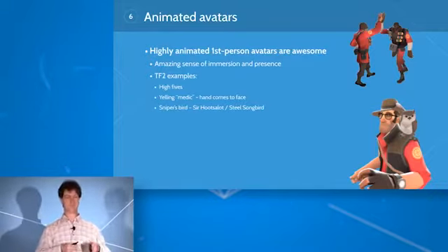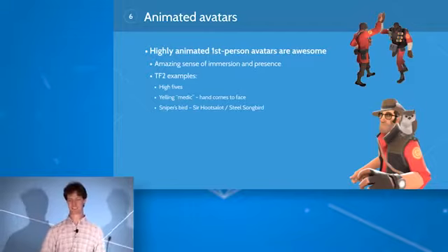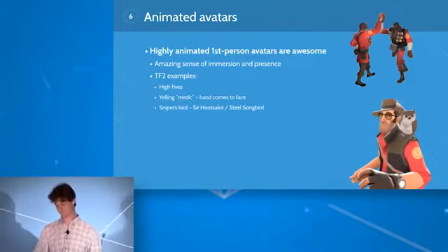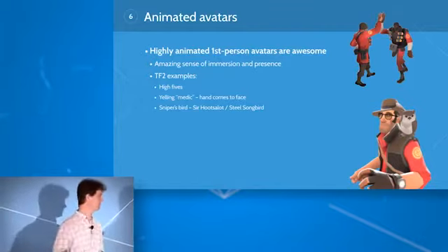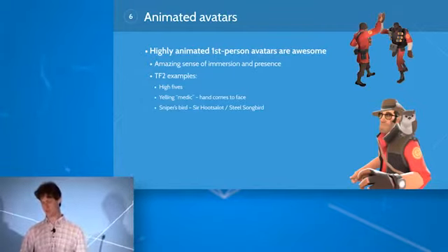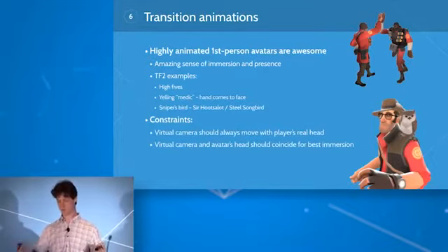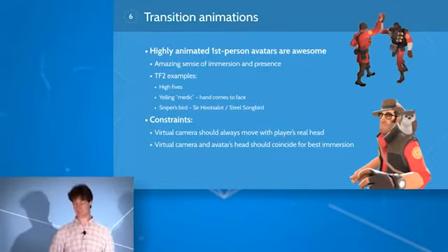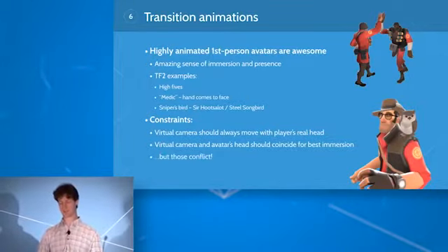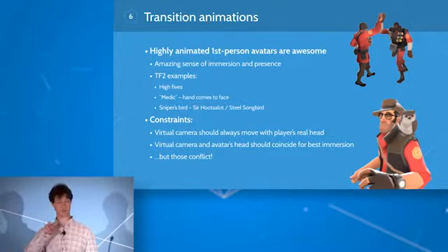And again, the input scheme's ridiculous, right? You're pressing buttons on a controller, but it really adds to this immersion. But how do you do them, right? We have these two rules. Rule number 0, virtual camera should always move with the player's real head. But to get immersion in these avatars, the virtual camera and the avatar's head need to coincide. Otherwise, oh, I'm not inside this avatar. Well, how do we solve these?